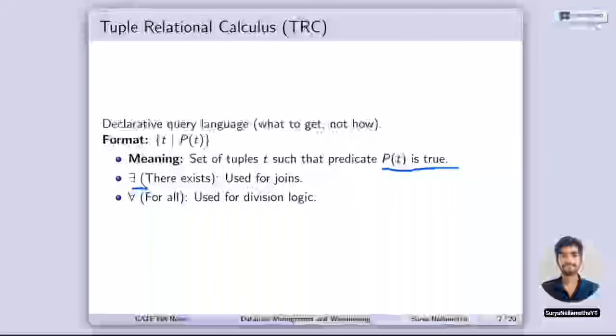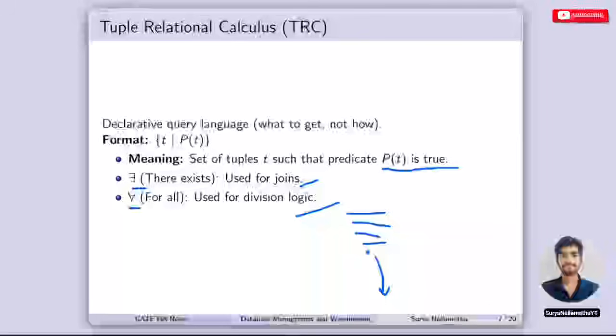This symbol means there exists. It is used for the joins in the statements. This is the statement of for all. This for all is used for division logic in special cases. The question is very simple. He gives some English sentences, then asks to write the statement in symbolic form. That is the question we majorly get in the examinations.